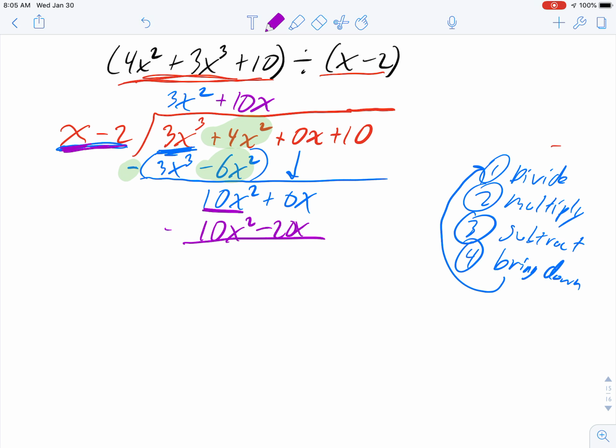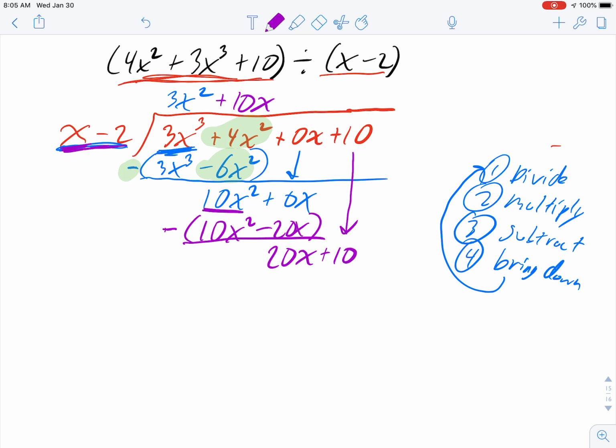Step 3 is to subtract. So 10x squared minus 10x squared cancels. Again, that happens every single time. Now we have 0x minus negative 20x. So that's 0 plus 20, which is positive 20x. Then we're going to bring down the next term, which is that 10.